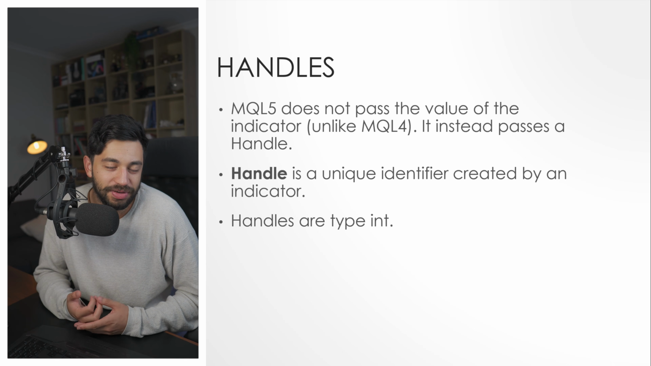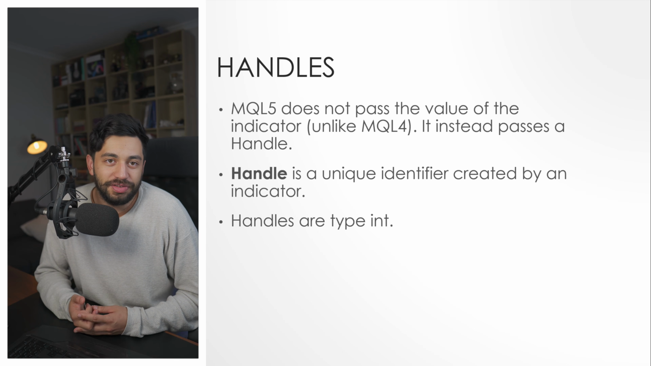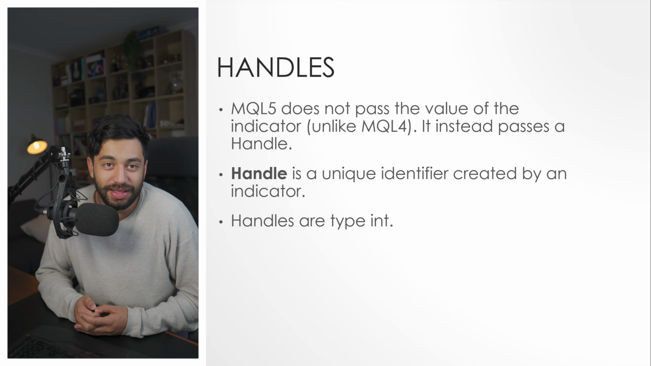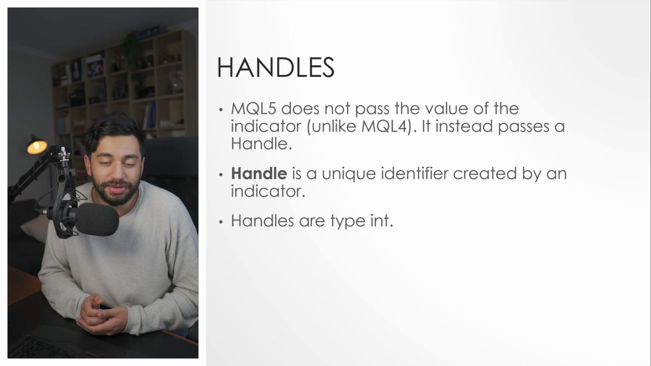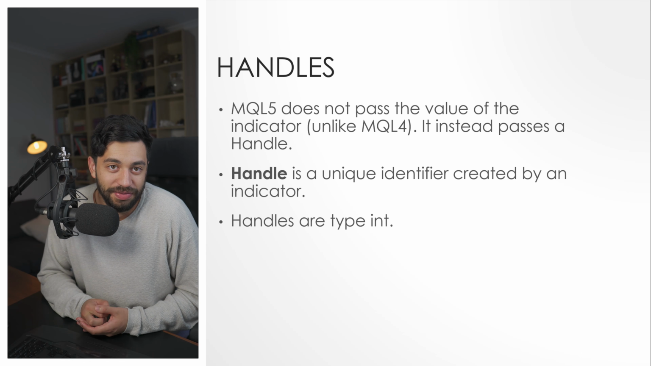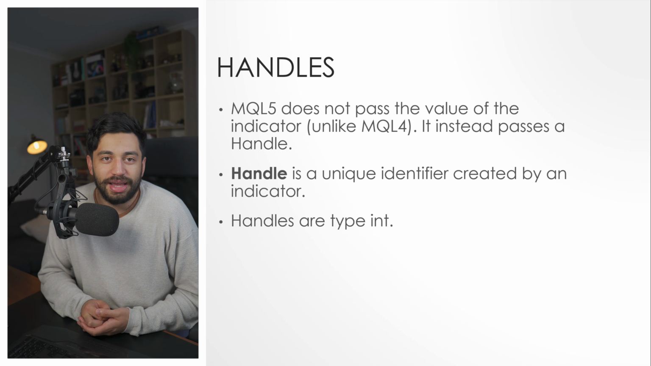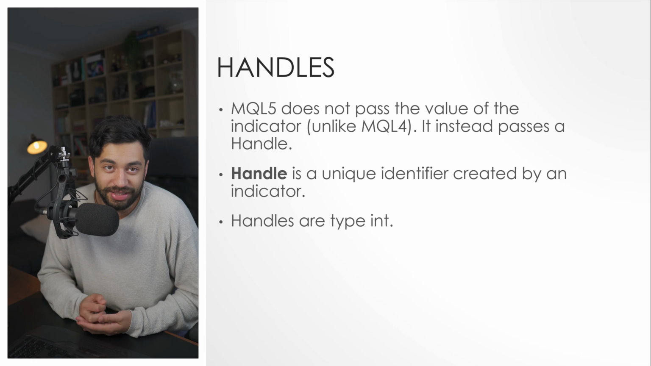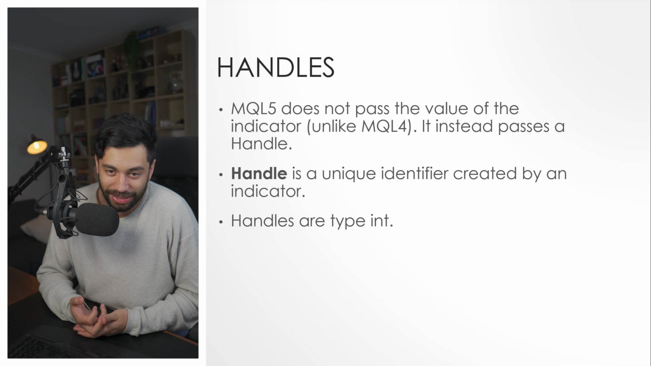So for example, if you're coming from MetaTrader 4, if you've used, for example, the iMA or the iMACD or whichever indicator function that you want to use, that would give you the indicator values. Now, in MetaTrader 5, that doesn't happen. Instead, it passes a unique identifier, which then you have to use in conjunction with copy buffer to actually get the indicator values. And that's where it becomes a little bit more complicated.